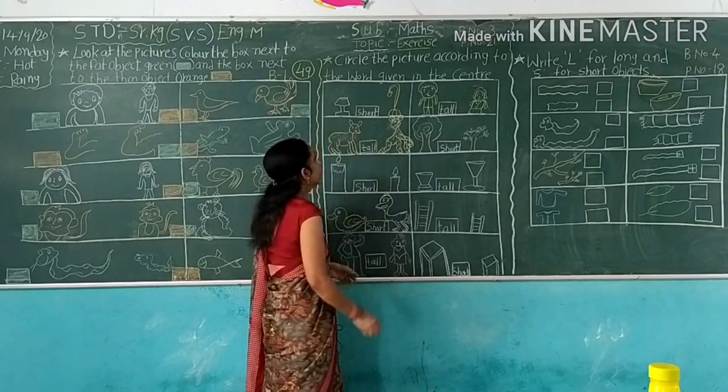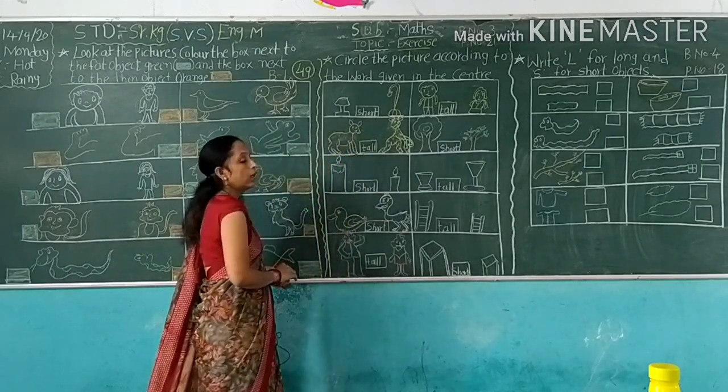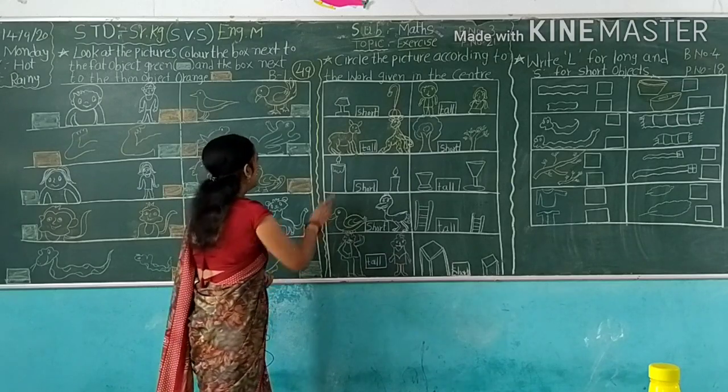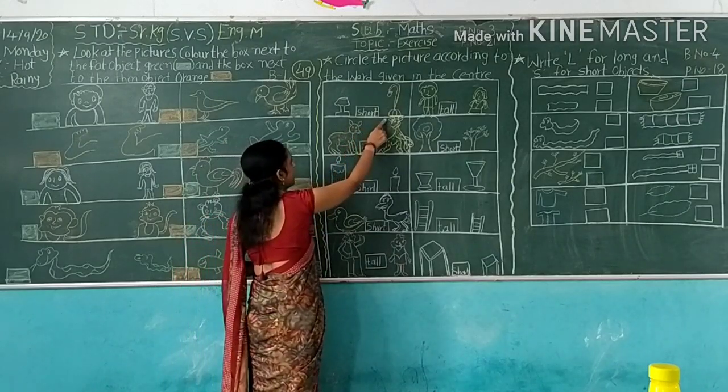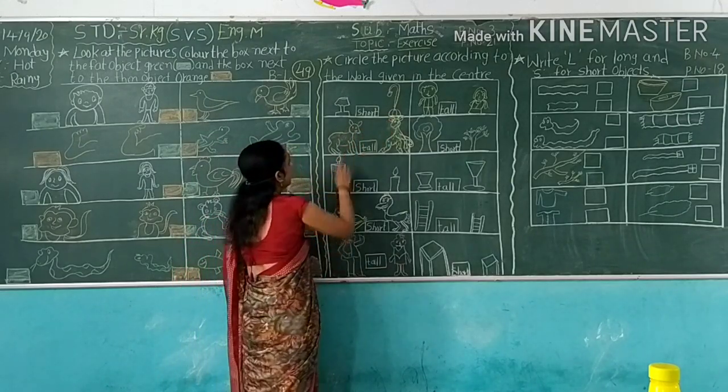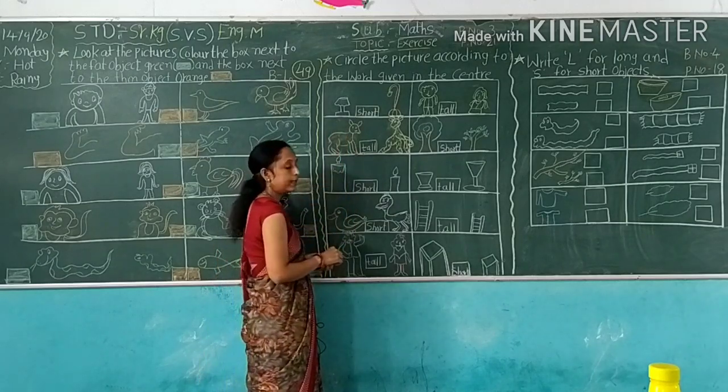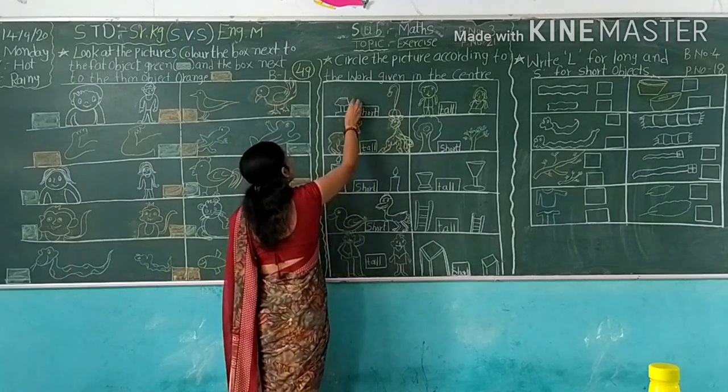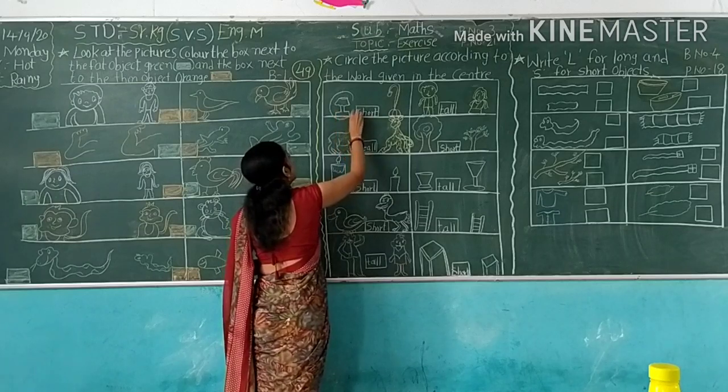S-H-O-R-T. Short. So which object is short? This? No. This? Yes. This object is short. So circle the short object.